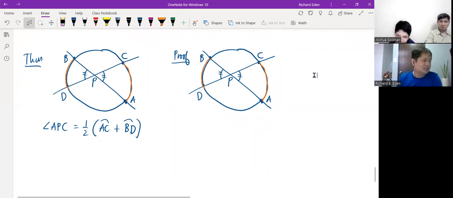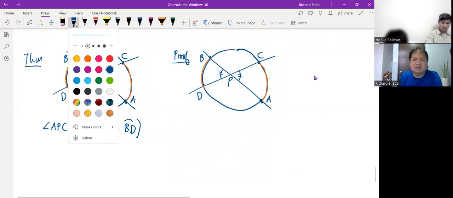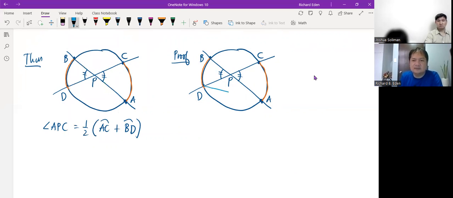So, that angle, we have to relate it to some other angles. Let me connect AD. Okay. AD, and then there are two angles here in APD. This angle and this angle.